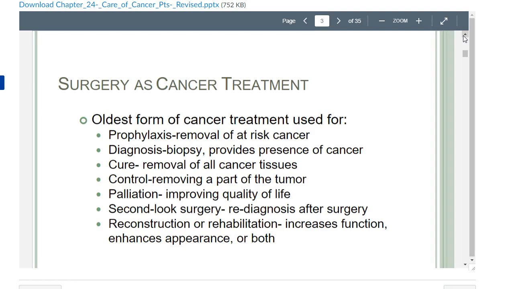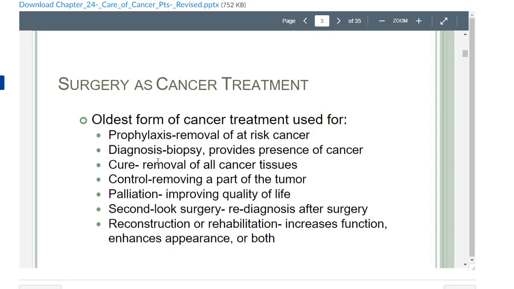Surgery is obviously a very common treatment. It's one of the oldest forms of cancer treatment. Sometimes prophylactically they'll remove certain organs. For instance, now they're doing some genetic testing which might tell a woman she's very predisposed to breast cancer and may prophylactically have both of her breasts or one of her breasts removed. Obviously surgery for diagnostic purposes definitely validates the presence of cancer. Sometimes surgery can be a cure where they remove all of the cancerous tissue.